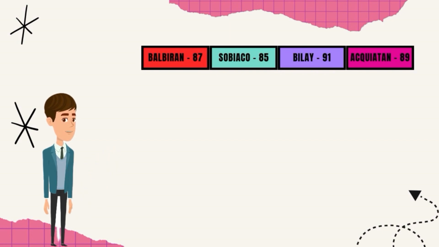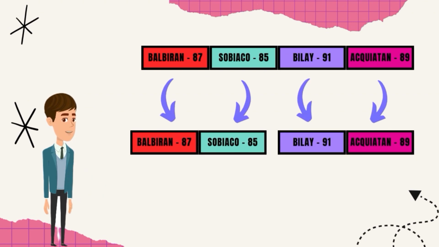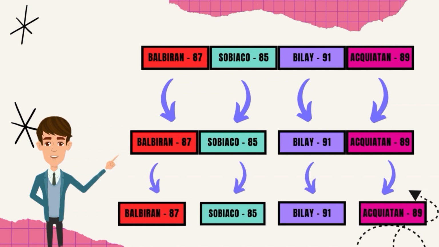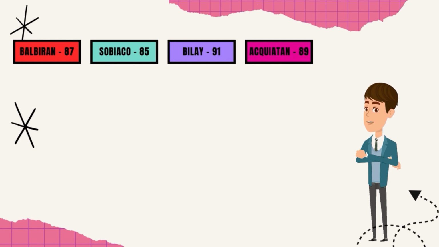In order to proceed, we will divide the unsorted list into 2. So BALBIRAN and SOBIACO will be grouped, while BILAY and ACQUIATAN will be the other group. As you can see, we divided our list into 2 segments. We will repeat it again with the same procedure and divide it into individual segments. Now we have divided our list into 4 parts. This is where the merge sorting takes place.